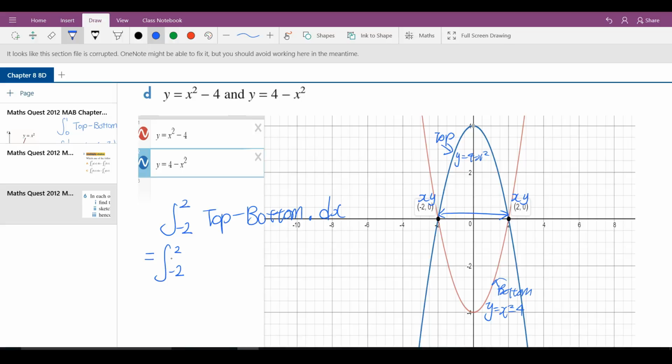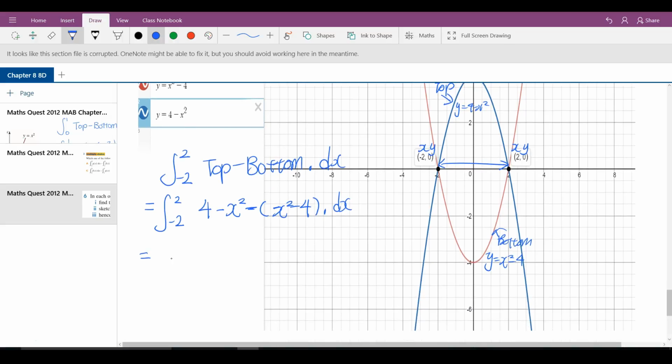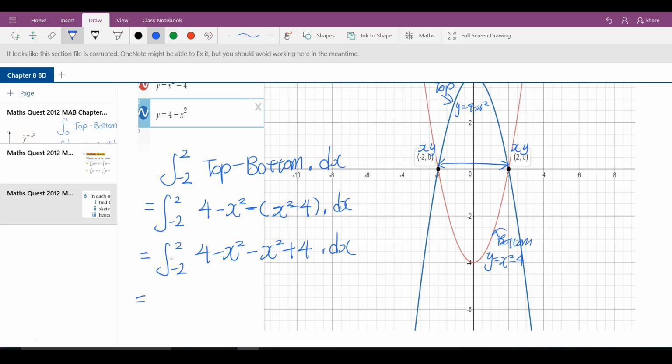Okay. So it's top minus bottom. So it's 4 minus x squared minus (x squared minus 4) dx. Alright. So let's break the brackets: 4 minus x squared minus x squared plus 4. Right? And then let's clean up a bit in there. So 4 plus 4 is 8. Negative x squared minus x squared is negative 2x squared. Integrate with respect to x.